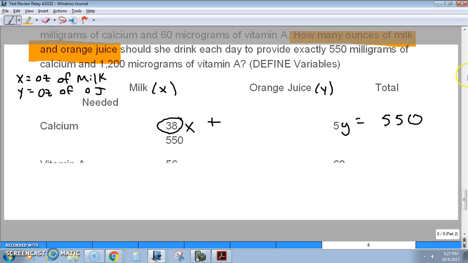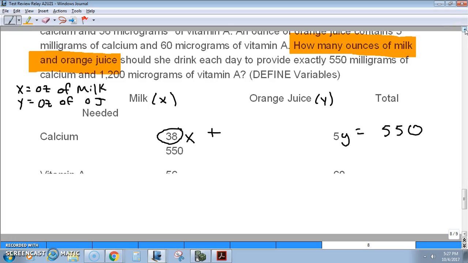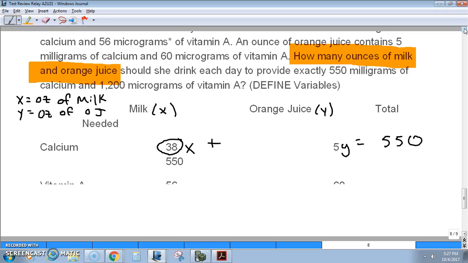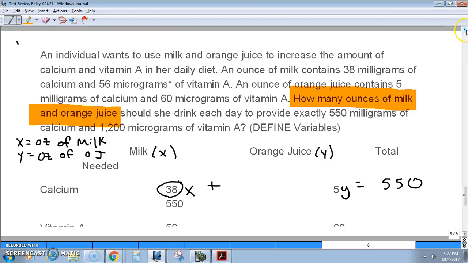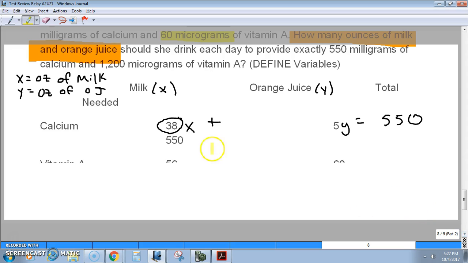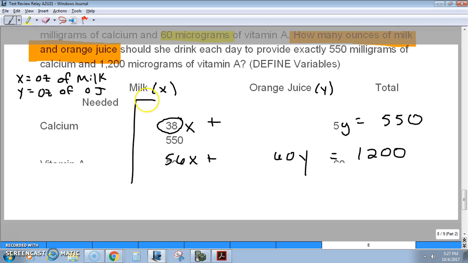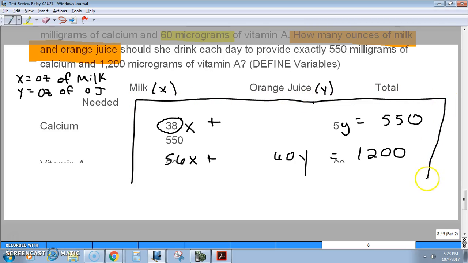Vitamin A, 60 in orange juice. Let's look at the vitamin A. I need to highlight here, you guys. 56 of vitamin A in milk, and orange juice has 60. So 56x plus 60y equals 1,200.